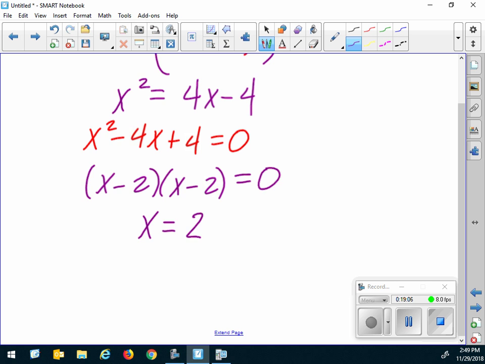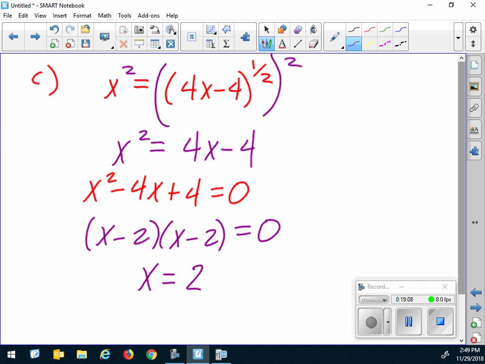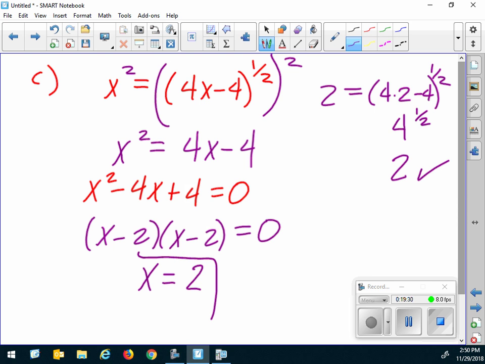Check. Remember, I'm checking in the red. Does 2 equal 4 times 2 minus 4 to the 1/2? What's 4 times 2? 8 minus 4 is 4 to the 1/2, which is 2. Check. Yeah, just once.